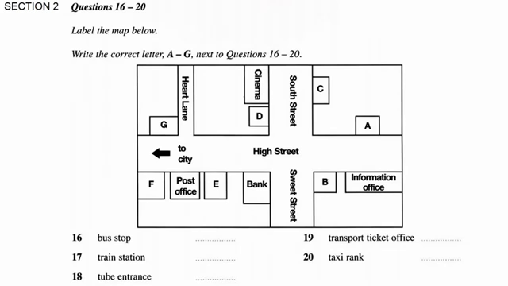Opposite the post office, on the corner of Hart Lane, is the tube entrance. You'll see the big signs. That's probably the best way to get there, though you may have to change. It's probably best if you go and get a travel card first.